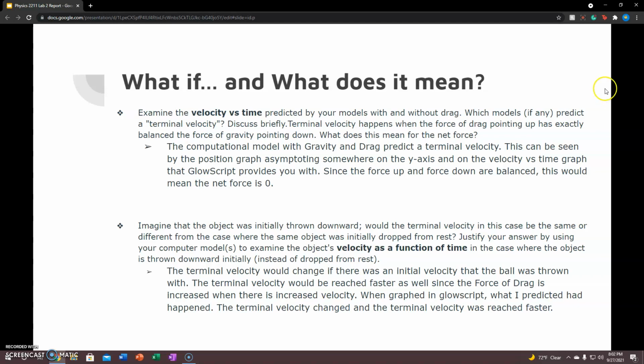And if there's an initial velocity, the terminal velocity would change because of the initial velocity, and the terminal velocity would be reached faster as well, since the force of drag is increased when there's increased velocity. When graphed in GlowScript, what I predicted had happened: the terminal velocity changed and the terminal velocity was reached faster.